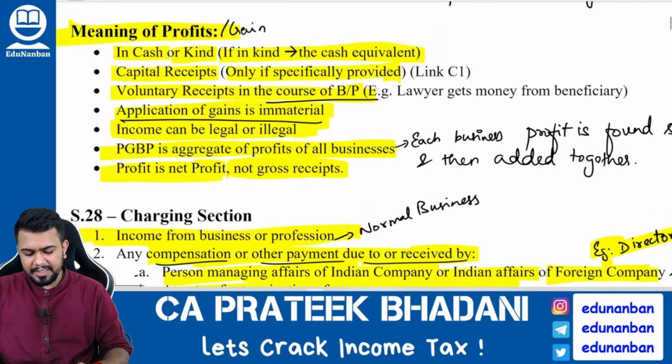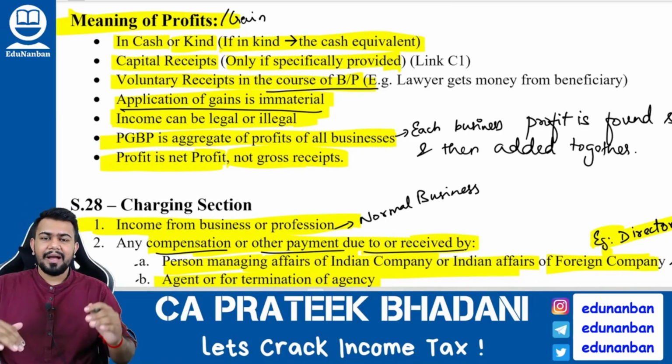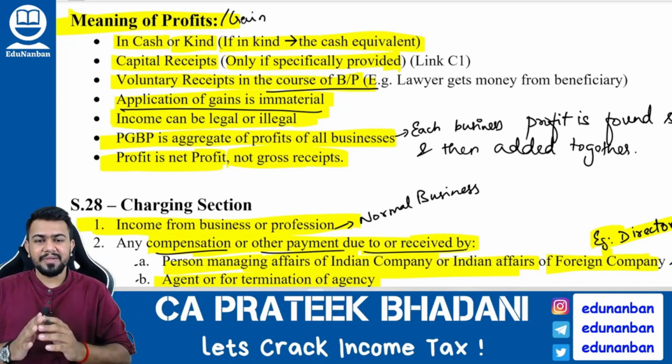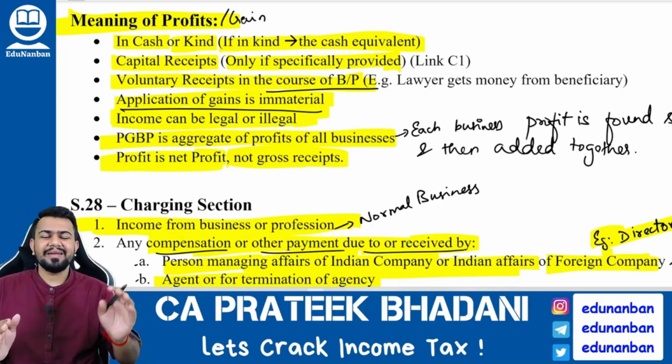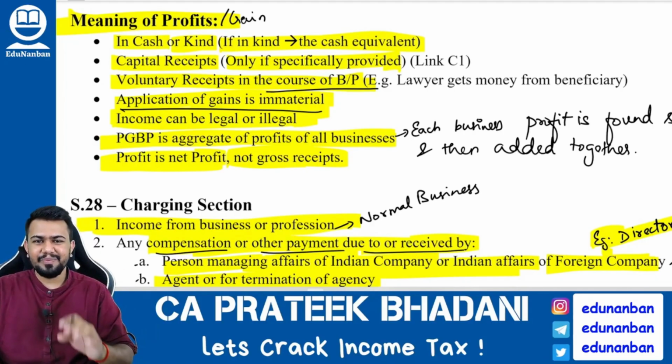Then voluntary receipts received in the course of business or profession will also be considered as PGBP. For example, a lawyer is getting money from a beneficiary and a lawyer is getting money from a client, that is definitely PGBP. But if some other person is also getting benefited by the services of the lawyer and giving money to the lawyer, that is also PGBP.